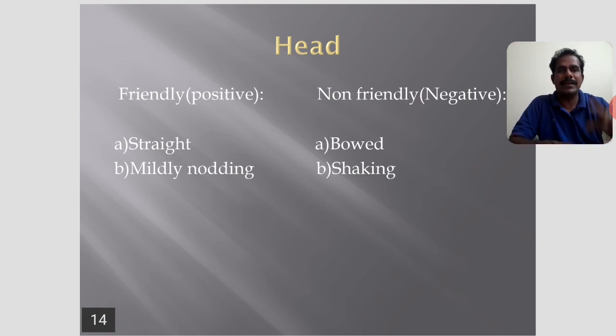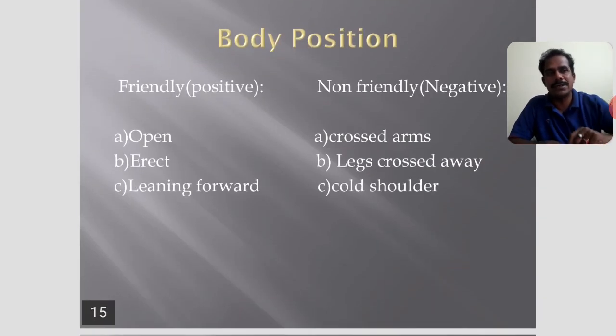Coming to the head, the head is also part of non-verbal communication. Friendly: a straight head means you are friendly in the communication. Mildly nodding is friendly, but too much is negative. Mildly nodding and a straight head is friendly, positive body language. Non-friendly: a bowed head, or over-shaking the head, is also not friendly body language. Right, you understand the intention.